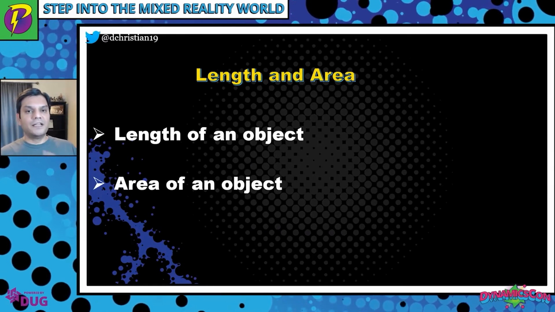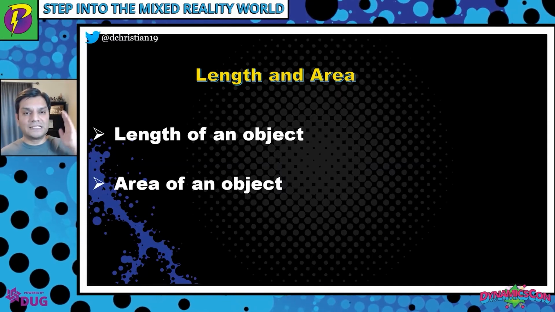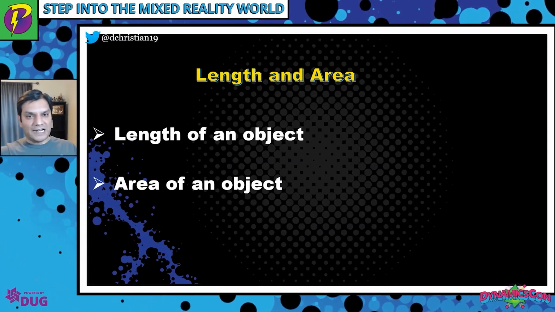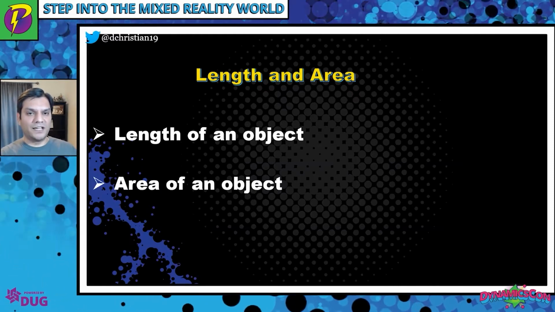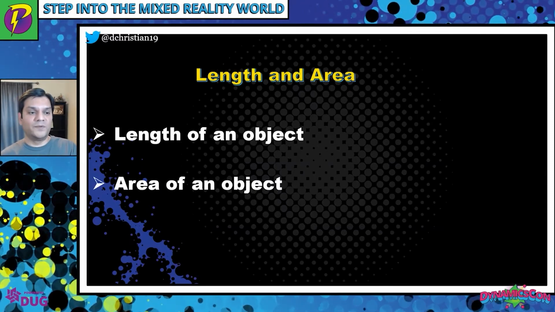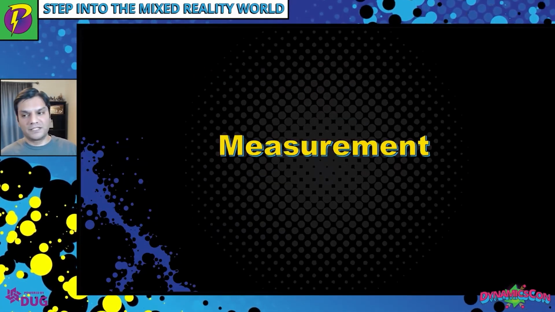A length is just from one dot to the other one. And then the area is the length times the breadth. So you are basically multiplying them. It's just very simple geometry that I want you to understand moving forward. This is what we are talking about: the length of an object and the area of an object. So that's kind of what it is.